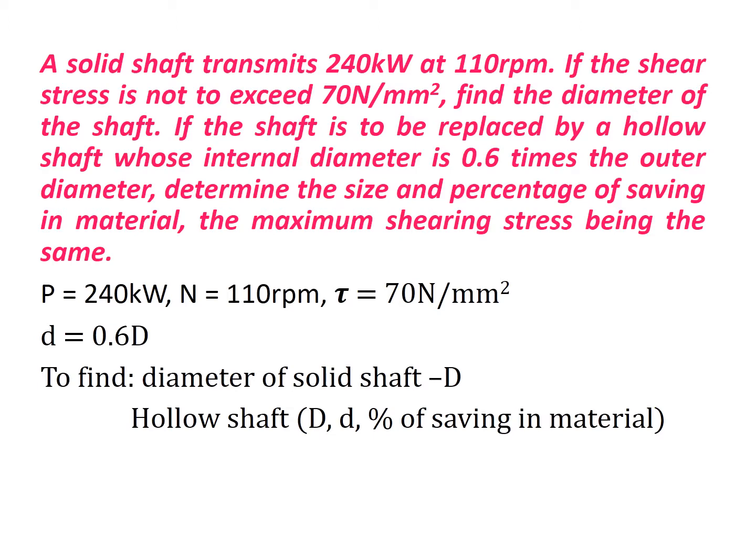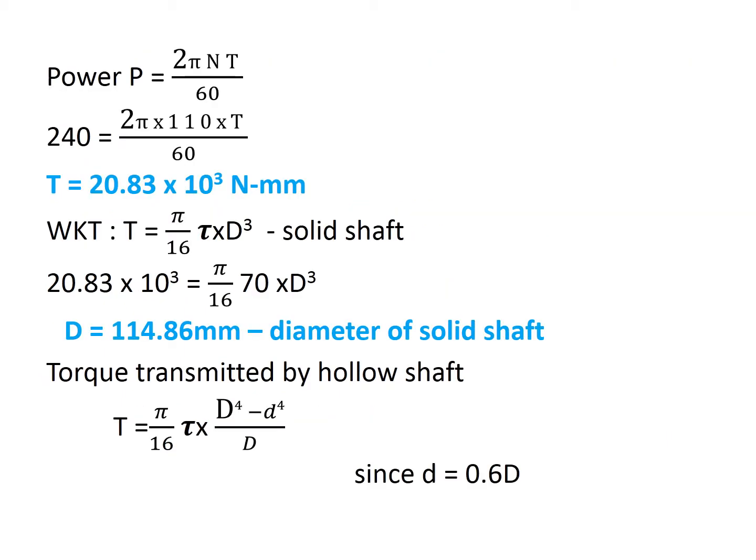Diameter of the solid shaft, then that same solid shaft is being replaced by a hollow shaft. So we are supposed to find the diameter for that as well. So initially, they are given the value of power. Through power we can find the value of torque. From torque we can find the diameter of the solid shaft. So those are the steps given here.